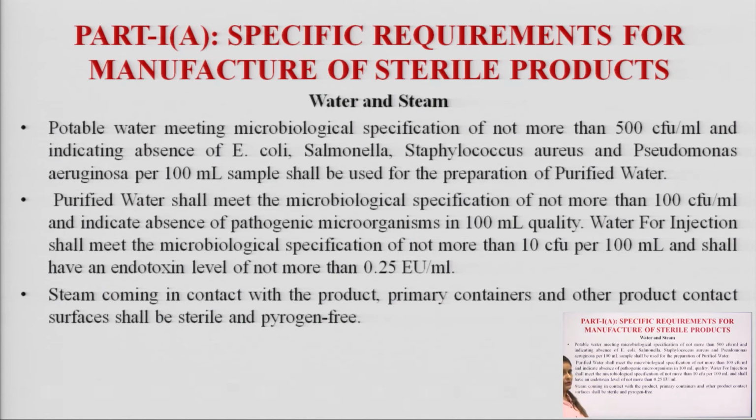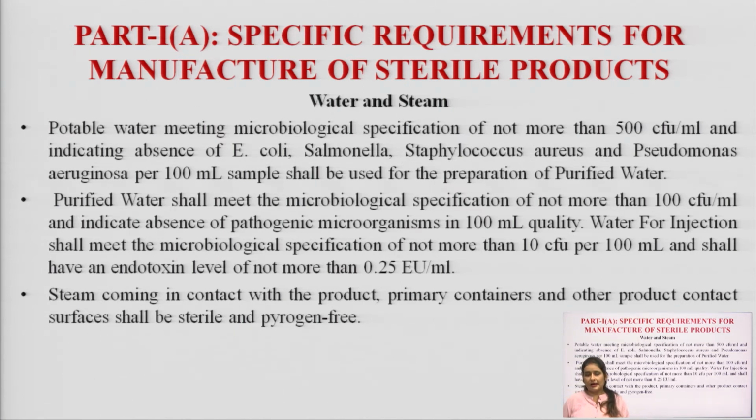So, as we all know, endotoxin is a membrane or coating component which is present on the coating of the bacteria; they are known as endotoxin. While preparing water for injection, there should be not more than 10 CFU per 100 ml micro specification, and it shall have an endotoxin level of not more than 0.25 endotoxin unit per ml.